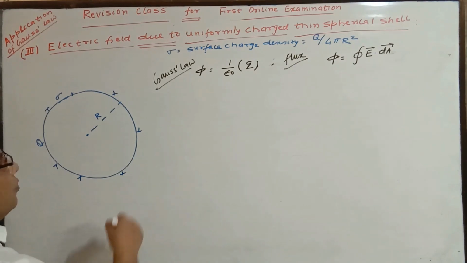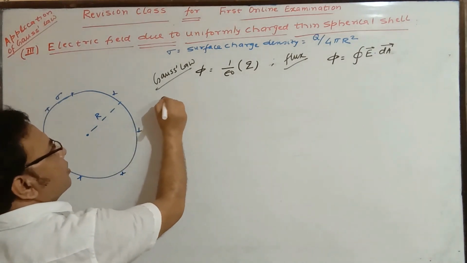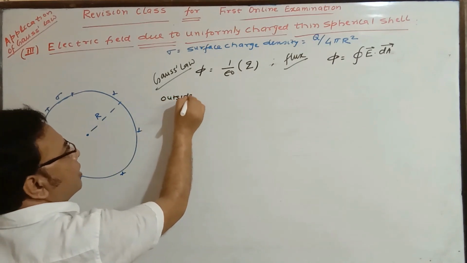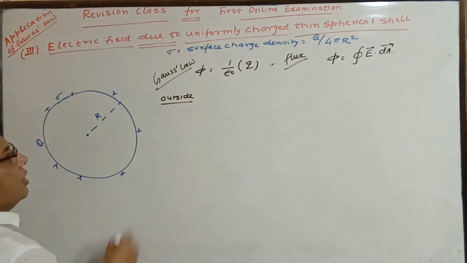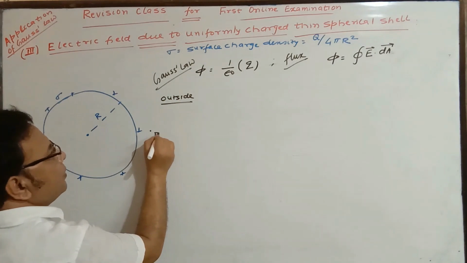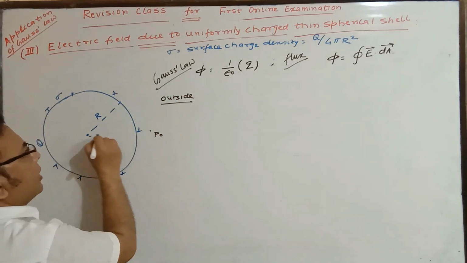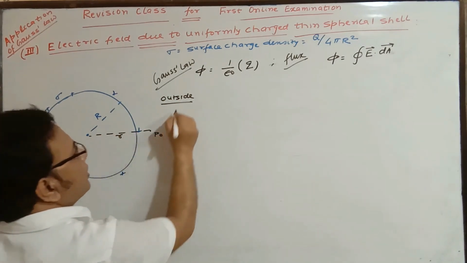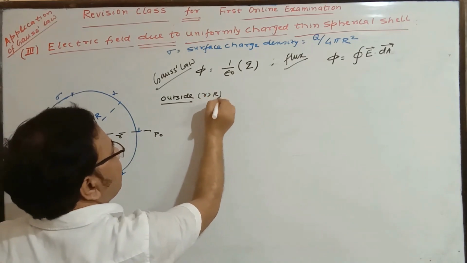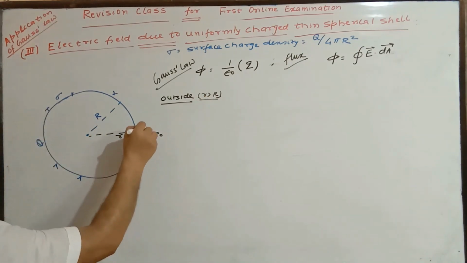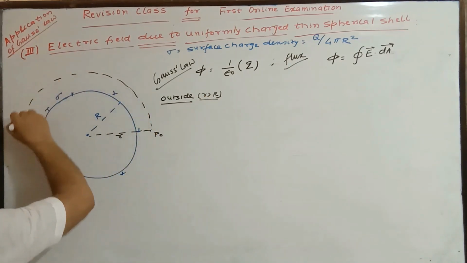So let us assume first an outside point. At the outside point, you are going to find out the electric field. Let us assume this is the outside point P0, at a distance, say small r. Here r is greater than capital R. Now you just take one Gaussian sphere surrounding this.